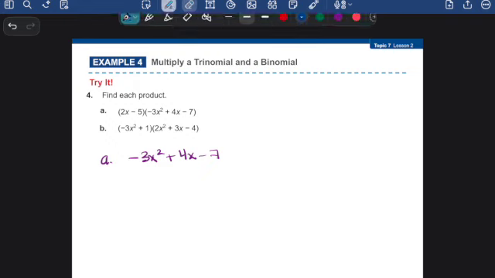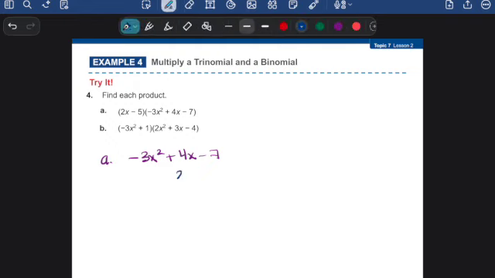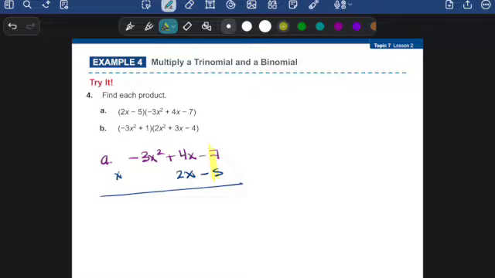So I have a 2x. That's going to go under this one. And a negative 5. And remember, I'm multiplying. So I'm going to start with multiplying my negative 5's. So I have 35, positive 35. And then I'm going to multiply negative 5 times 4x. So that'd be negative 20x. And then I'm going to multiply negative 5 times negative 3x squared. Negative 5 times negative 3 is positive 15. And then I have my x squared.